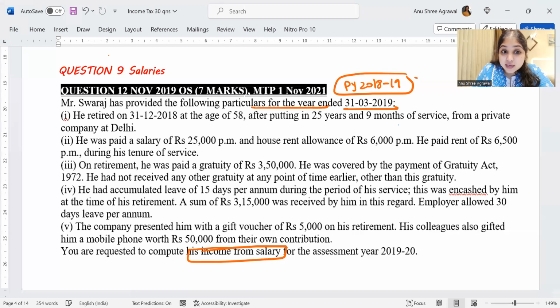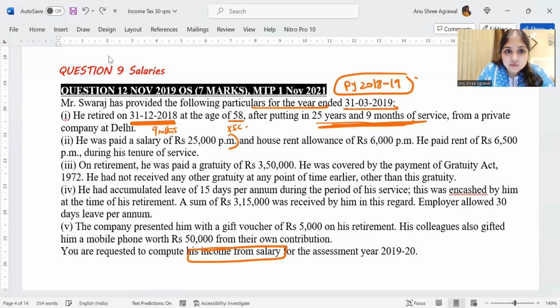The question says he retired on 31st December 2018. So I have to remember that all the calculations I have to do only till December, which means only for 9 months. He is 58 years old, which means he's not a senior citizen. He rendered 25 years and 9 months of service in a private company in Delhi. He was paid a salary of 25,000 per month.